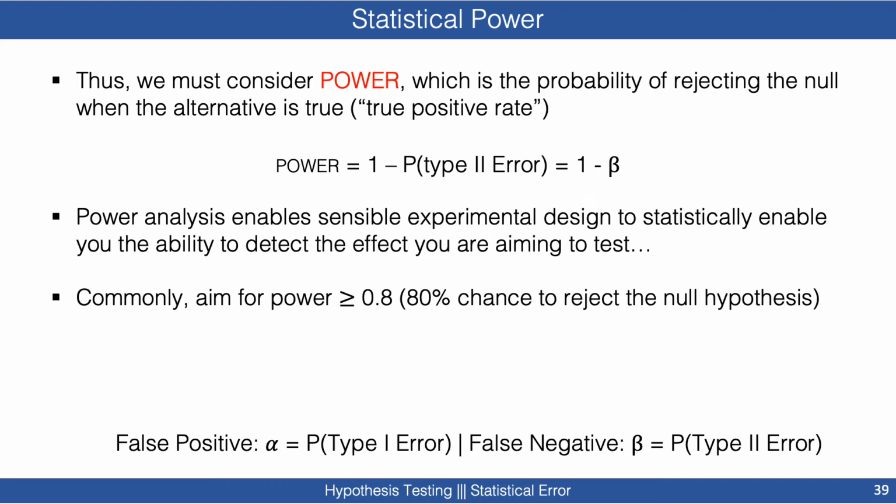So power analysis enables sensible experimental design and enables you, at least under the assumptions that you have, to reach the conclusion that supports or doesn't support the hypothesis that you are testing. It is common to aim for 80% power to reject the null hypothesis. That is considered a sound experimental design.